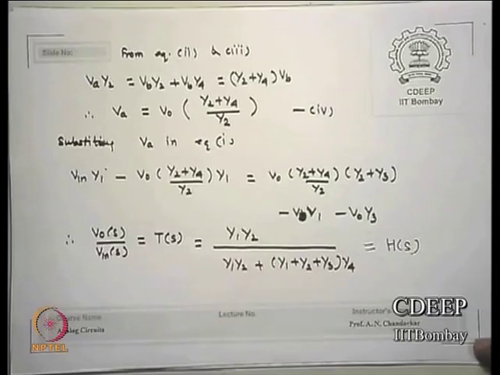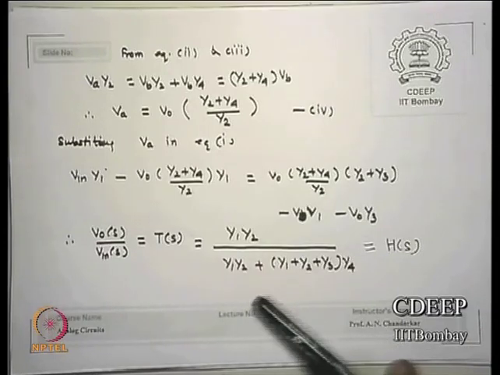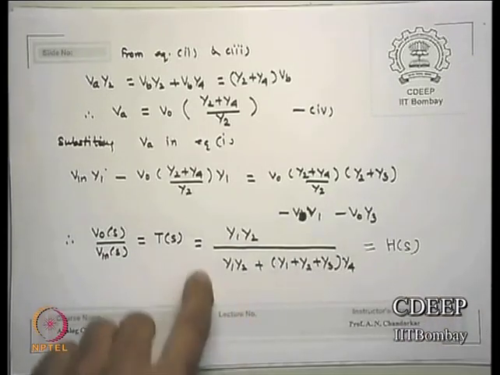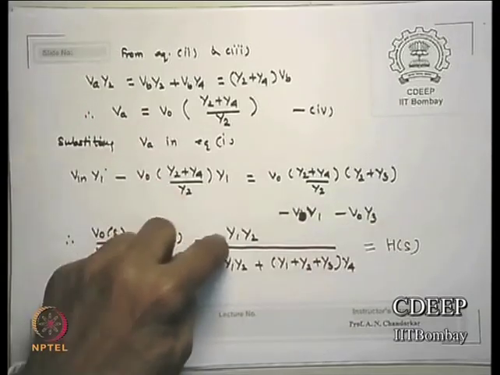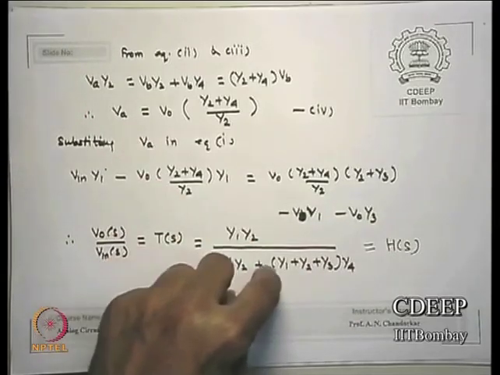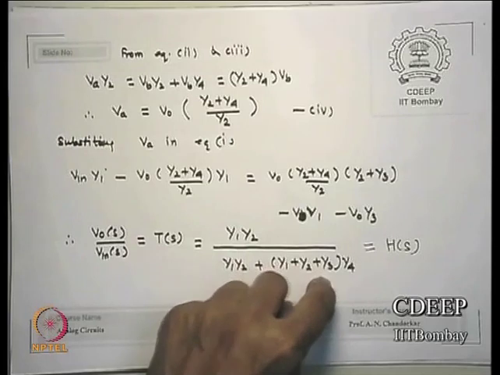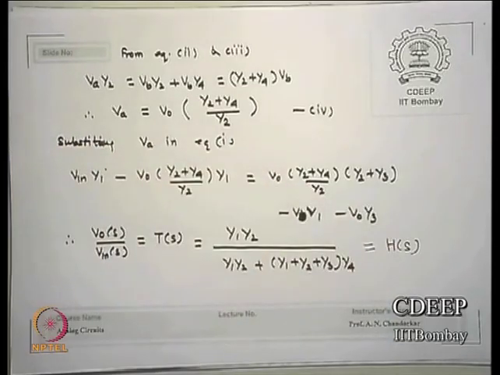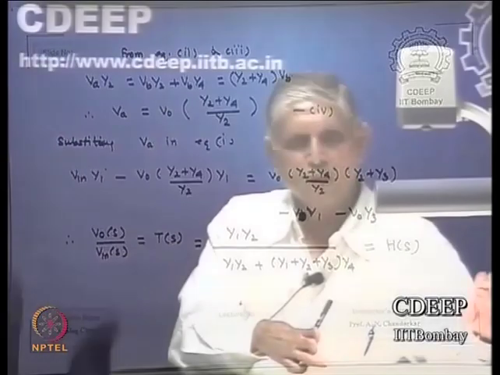So I get a function of the form Y1 Y2 upon Y1 Y2. Please note down this function, the rest you do yourself: Y1 Y2 upon Y1 Y2 plus (Y1 plus Y2 plus Y3) into Y4. This is the transfer function I got for the circuit I have given there. Is that clear? Simple. So solve Kirchhoff's law and get these expressions for V0 by Vin.